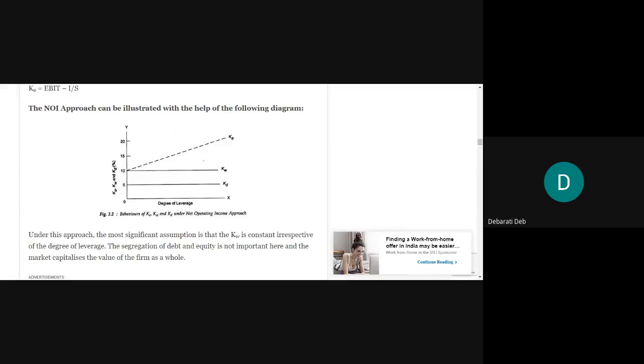Can you see in the diagram? Those dotted lines indicate KE, that is cost of equity, or KS also you can write. Yeah, it is KE mentioned, so you write KE there. Okay. So by that you will indicate that it will change with the degree of leverage.